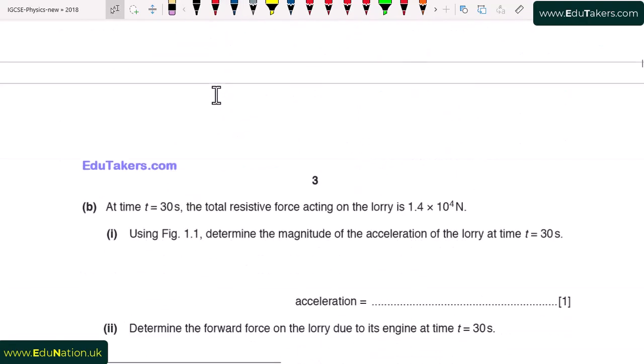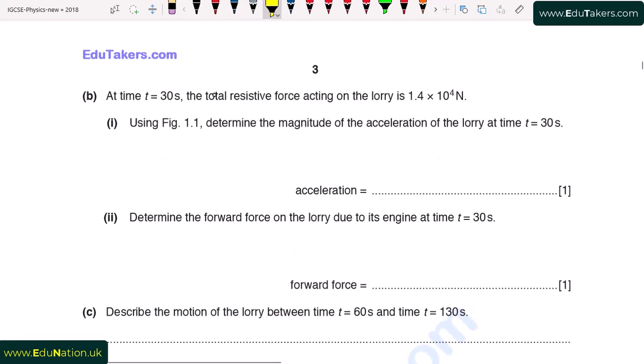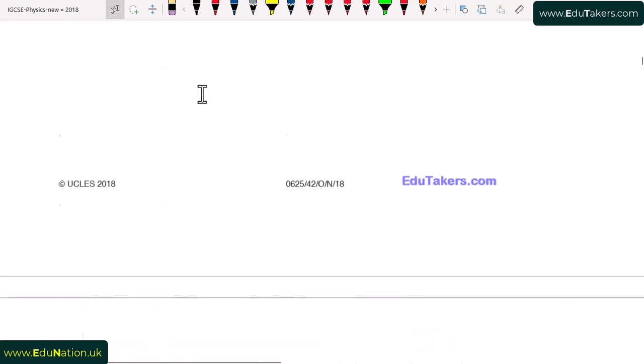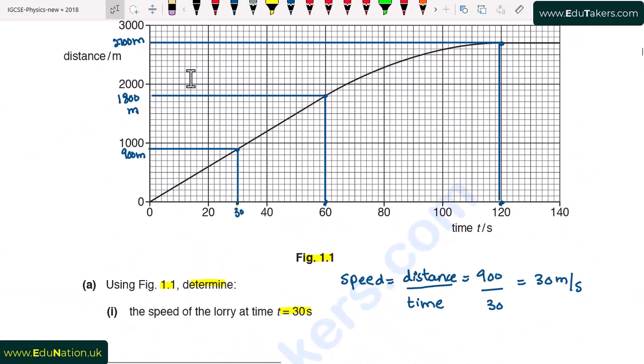Going towards the next part, part B. At time t equal to 30 seconds, the total resistive force acting on the lorry is 1.4 times 10 to the power 4 newtons. Part 1. Using figure 1.1, determine the magnitude of the acceleration of the lorry at t equal to 30 seconds. So here we have to find the acceleration at t equal to 30 seconds. Going back to the graph, we can see here that at t equal to 30 seconds, it's a straight line.